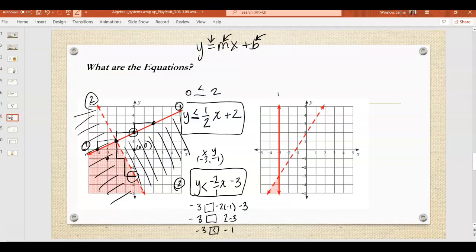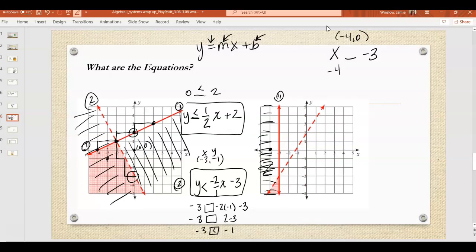Let's try this one over here, graph number 1. This one is going through -3 on the x-axis, so we know it's going to be x something -3. It's a solid line, so we'll definitely have an equal to, and it's shaded to the left, see? Just follow that shading. So let's pick a point in the shaded region. How about -4, 0? So when x is -4, we don't have anything for y because there's no y output. Is -4 greater than or less than -3? It is less than. So our symbol is going to be less than or equal to.